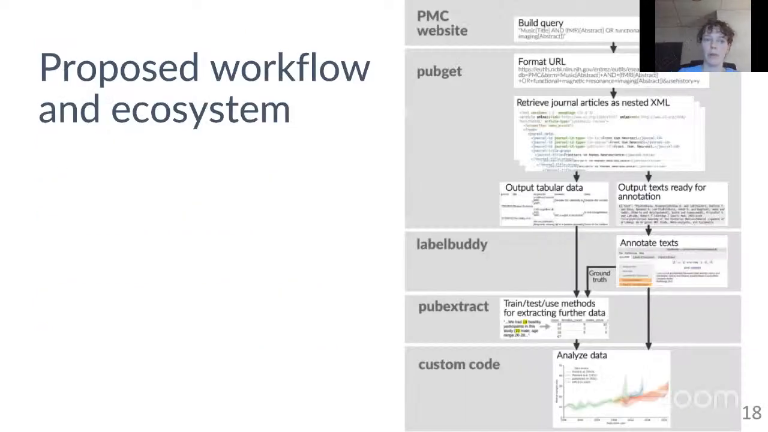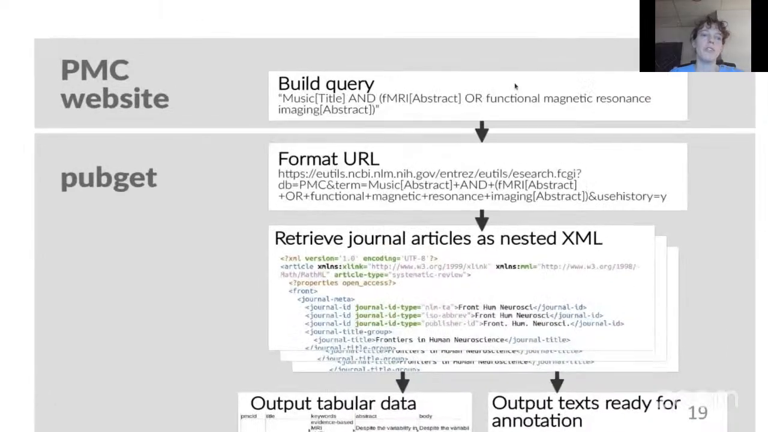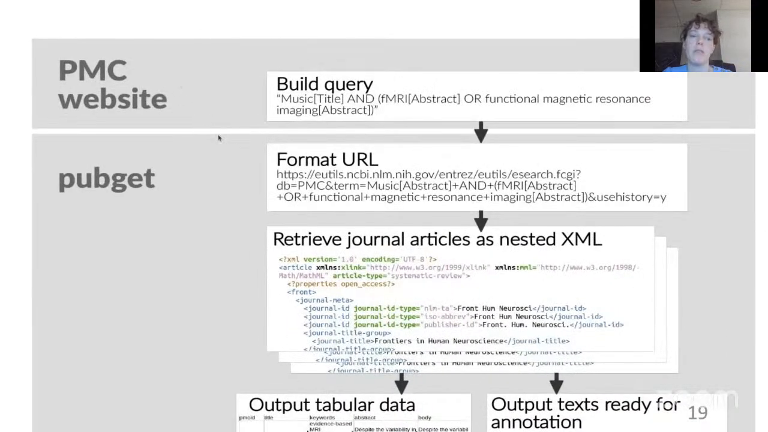So we proposed this workflow and ecosystem of tools in order to do reproducible and updatable meta research, and I'll go through each step now. So first, on the PubMed Central website, one can build a search string for a specific set of articles you want. So for example, here I'm searching for papers that have music in the title and fMRI or functional magnetic resonance imaging in the abstract.